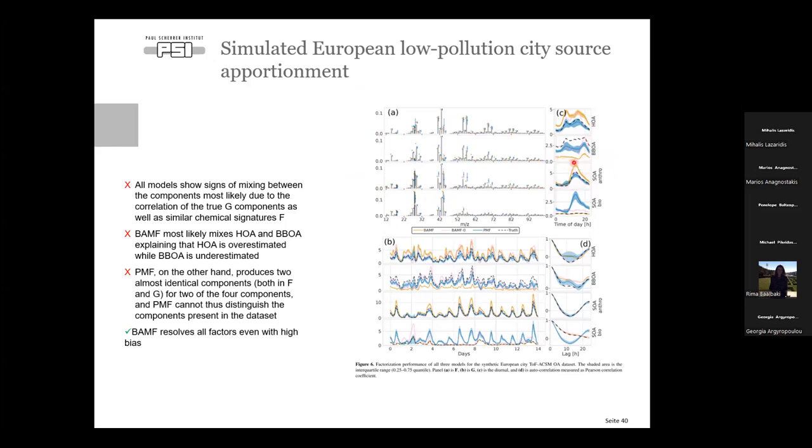If we check here, we see that BAMF would get the time variation of the sources, but of course it had a large difference in the absolute values. We see that, for example, PMF was not able to distinguish between the SOA factors and actually provided two sources that were exactly the same. So in this case, BAMF did better in separating the sources, but to get the absolute concentration, none of the models did well.